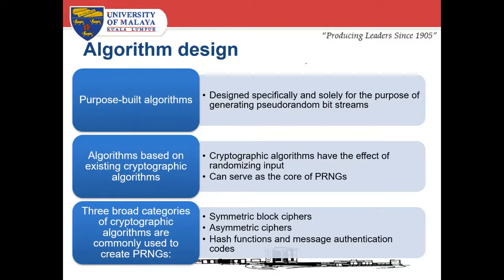So in algorithm design to create random number generators, you have purpose-built algorithms designed specifically and solely for the purpose of generating pseudo-random bit streams. Algorithms based on existing cryptographic algorithms that have an effect on randomizing output can serve as the core of pseudo-random number generators. There are three broad categories of cryptographic algorithms used in the PRNG. We have symmetric block ciphers that we learned before, asymmetric ciphers, which we will learn in the next lecture, and hash functions and message authentication codes, also in the next lectures.